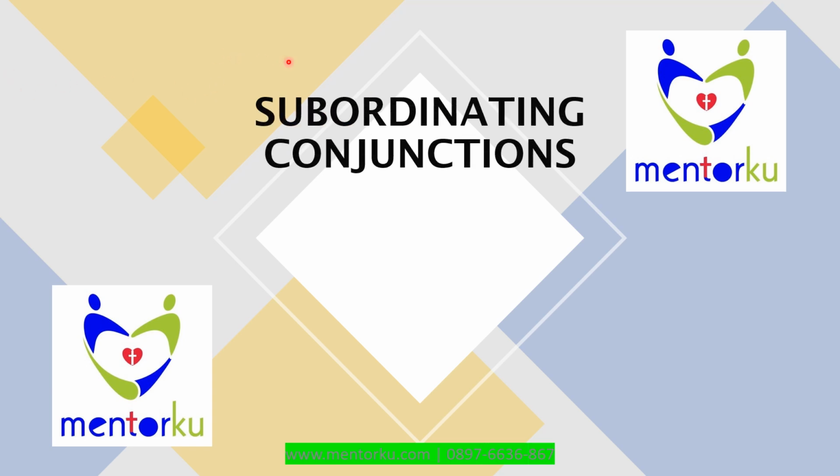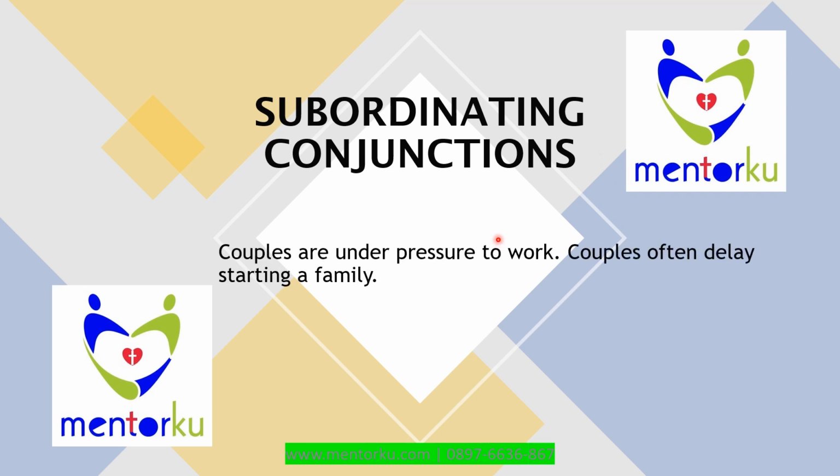Next one will be subordinating conjunctions. Let's look at the example. Couples are under pressure to work. Couples often delay starting a family. So we can combine these two sentences using subordinating conjunctions. And in this case, we will use because. Because couples are under pressure to work, they often delay starting a family.